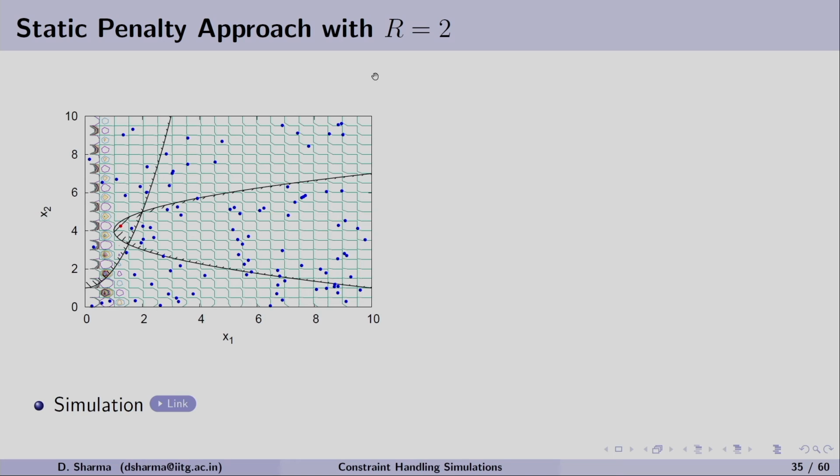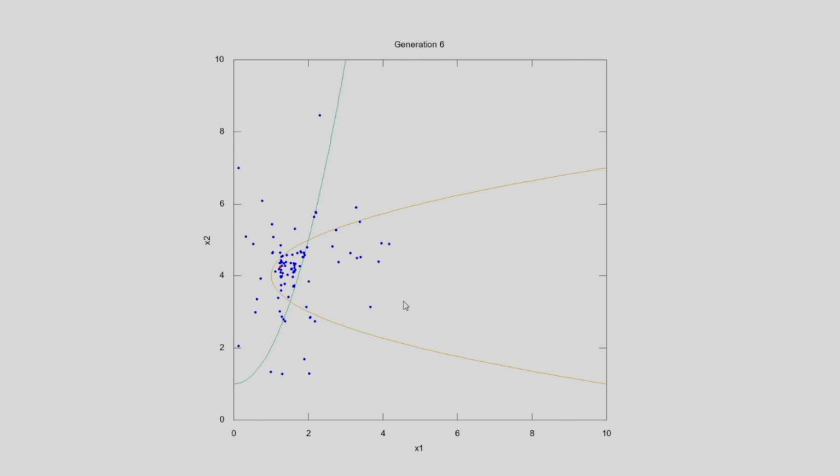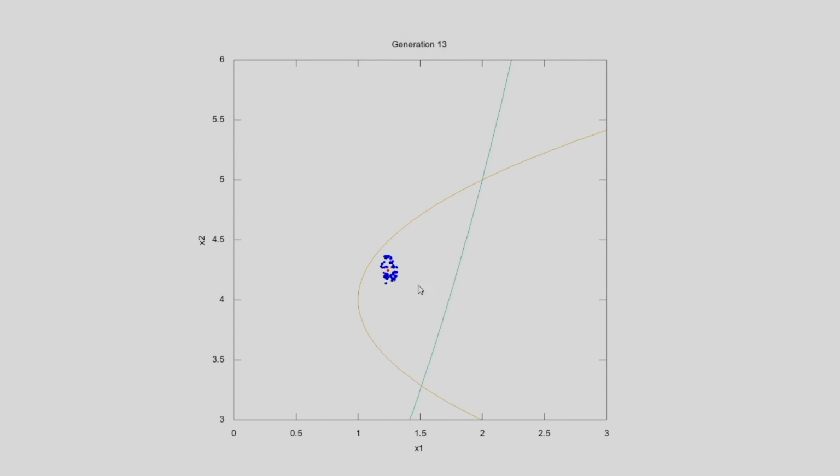We will start with the static penalty approach having r equals to 2. So, we started with a small value of r, and we can see initially the solutions are distributed randomly in the x1 and x2 plane. Let us see how these solutions will be moving towards the optimum. Now, as can be seen, the solutions have converged to the feasible region, which is defined in this small area, and thereafter all the solutions converge to the optimal point.